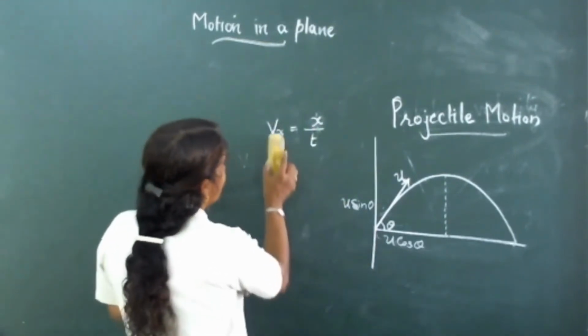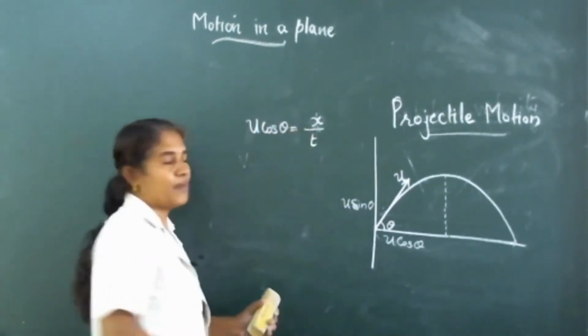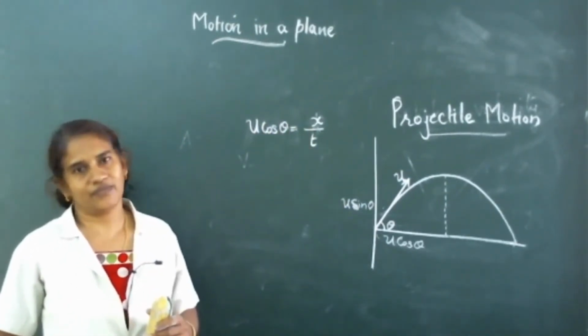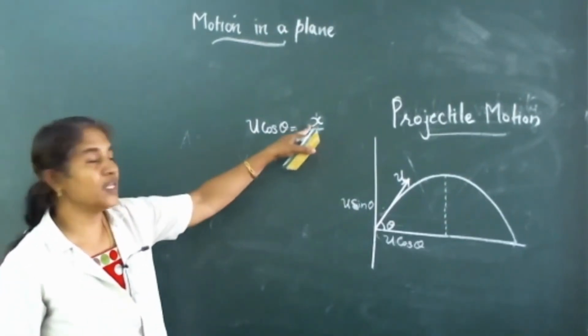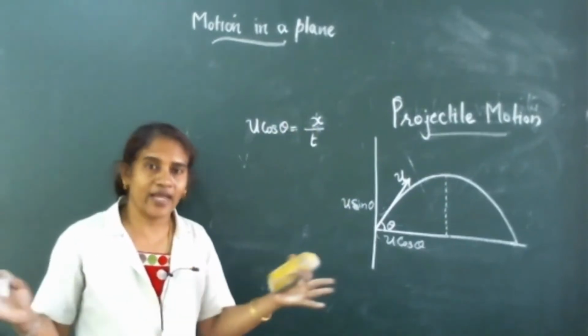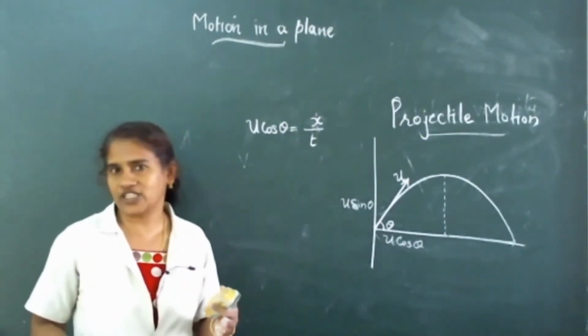Velocity in x direction is u cos theta. Therefore, we can write for the particle u cos theta is x by t. Okay. So, distance in x direction we got. Distance in y direction also we want to calculate. Then after combining both, we will be getting the equation of trajectory.